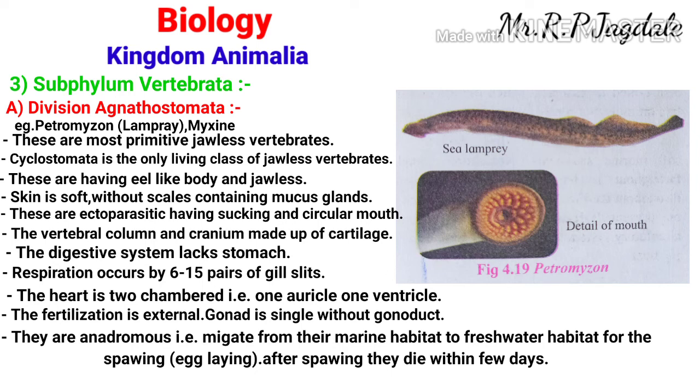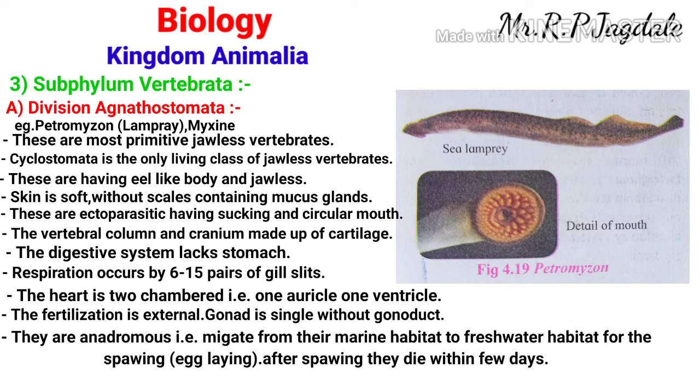So this characteristic feature is called anadromous nature. For egg laying they migrate to the fresh water and then come back, and after some time they die. This is the characteristic feature of the division agnatostomata, or we can call it class cyclostome. So this is about the subphylum vertebrata, and about division agnatostomata.